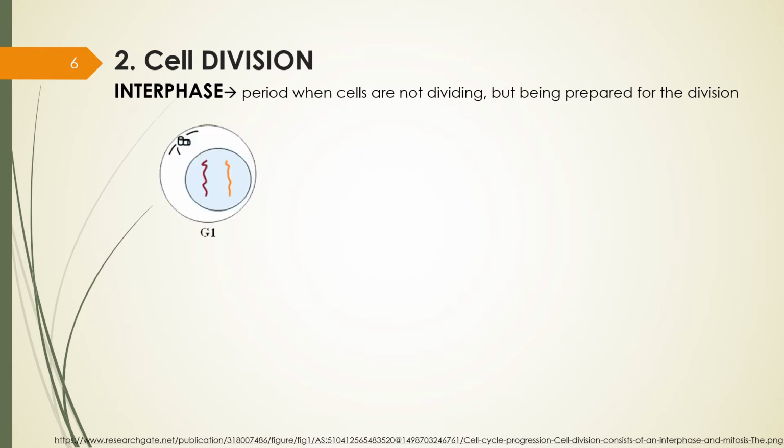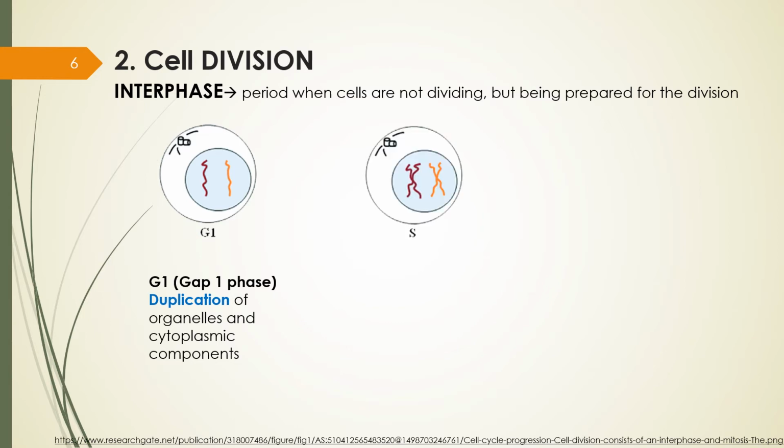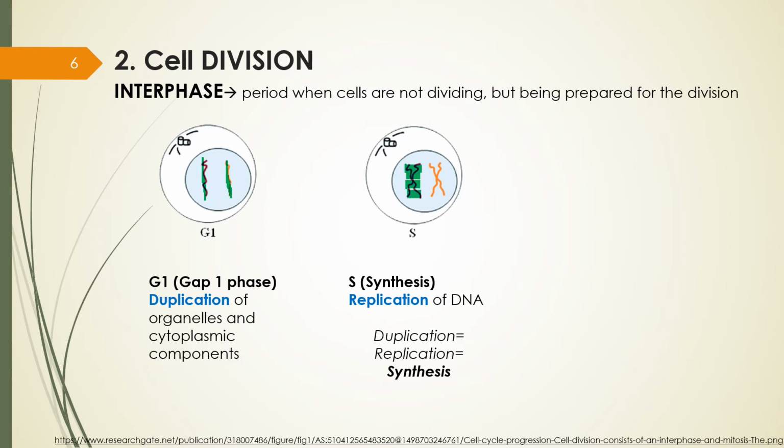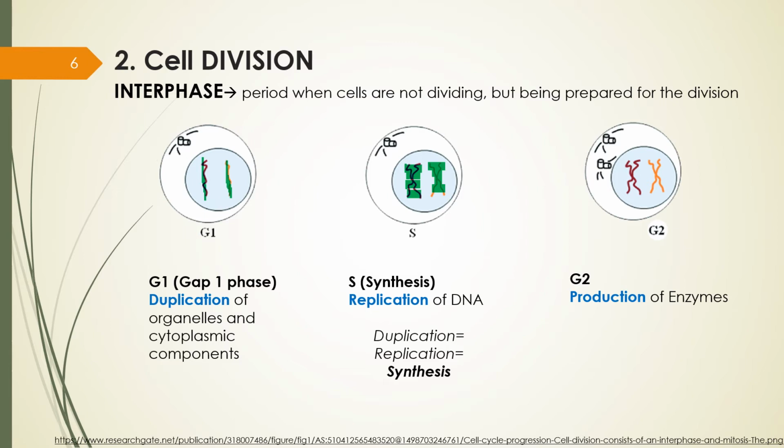Here, I'm going to illustrate with just 2 chromosomes. So let's say one from dad, one from mom. So in G1, you just duplicate organelles and cytoplasmic components, so you don't change the number of chromosomes yet. But what happens in synthesis? Synthesis is duplication or replication of DNA. So we had here just 1, 2, right? Now I duplicate. Now I have 2 of each. So one here and another one here. So I duplicate them. And after that, G2. What happens in G2? You just produce enzymes.